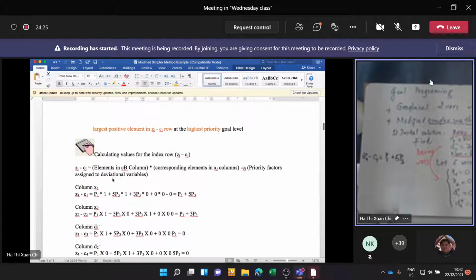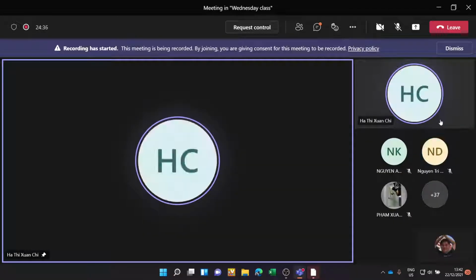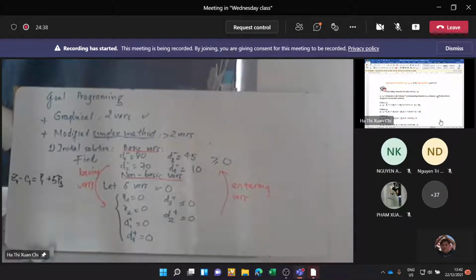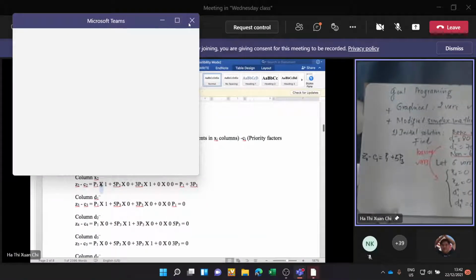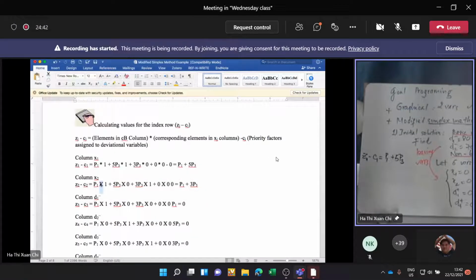So the general formula here is we take the element in the CB column times with the corresponding element in the Xj column minus Cj. Everyone, X here that is the multiplication. Is multiplication.